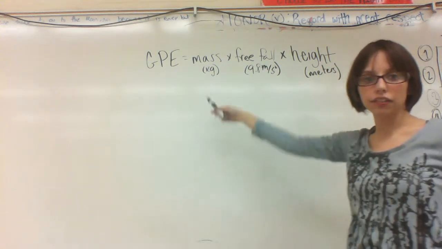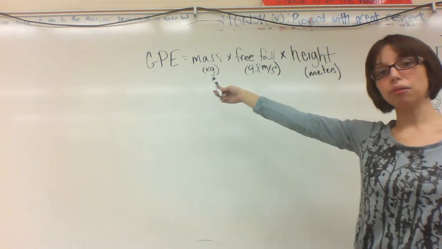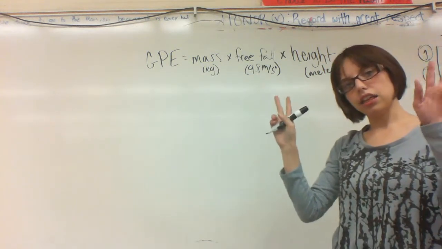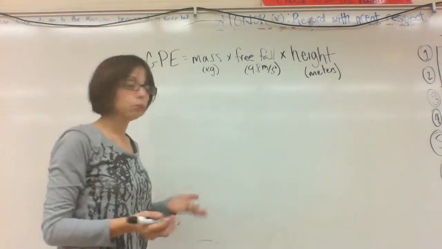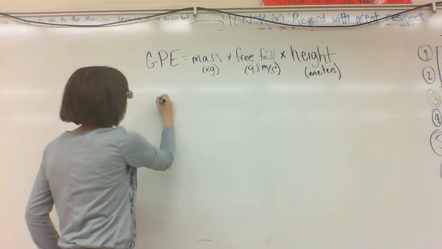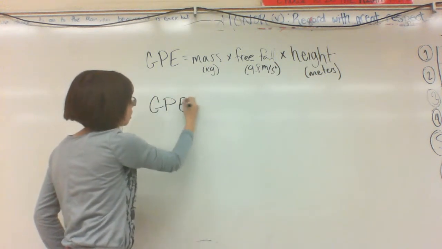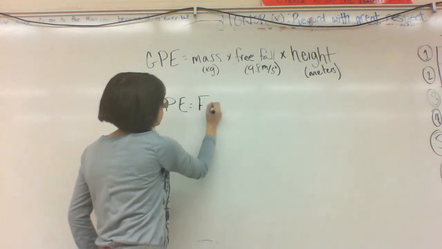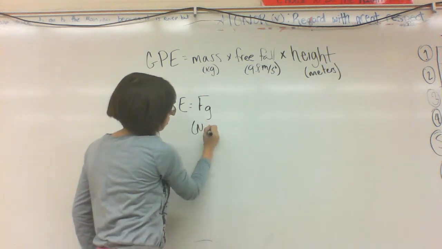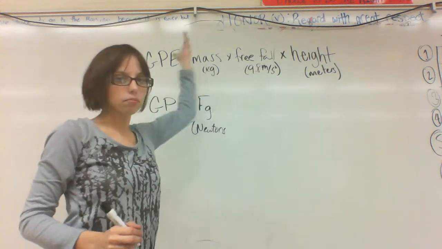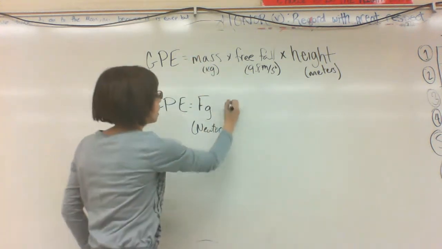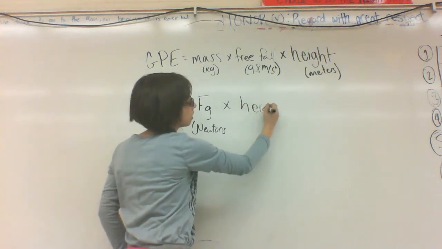Or if you're not given the mass of something in kilograms, but rather you're given its FG, which is just another word for weight, in newtons, then GPE equals FG in newtons, and all that is mass times free fall, times however high it is.